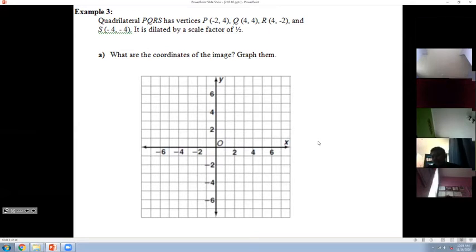But let's try, Daniel. Where is negative 2, 4? P is negative 2, 4. Negative 2, 4 is here. This is P. And Q is 4, 4. 4, 4 is here. I'm always starting from the origin: 4 units right and 4 units up. What about R? 4, negative 2: 4 right, 2 down. And this is R prime. Now, S prime is negative 4, negative 4. Now, let me join that.